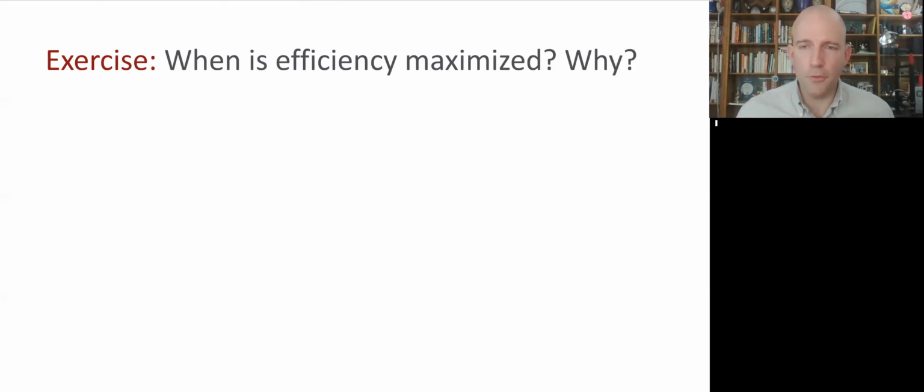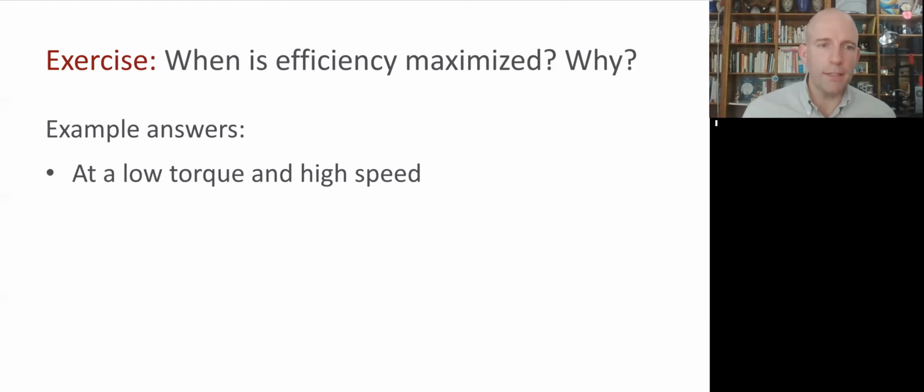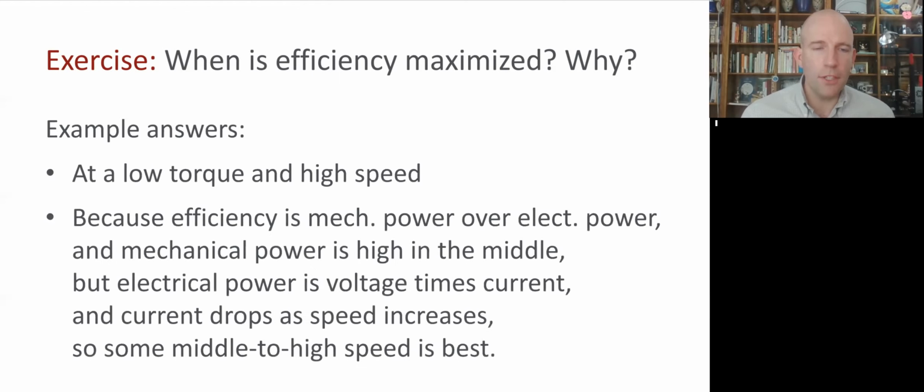All right, you have an explanation you feel good about? Here's an example explanation. Efficiency is maximized at a low torque and high speed. That's because efficiency is the mechanical power out of the motor divided by the electrical power into the motor. The mechanical power is high in the middle, which is good for efficiency, but the electrical power is the voltage times the current, and the current drops as the speed increases. So the denominator is getting smaller as you go up the speed curve. So some middle to high speed is best for efficiency.